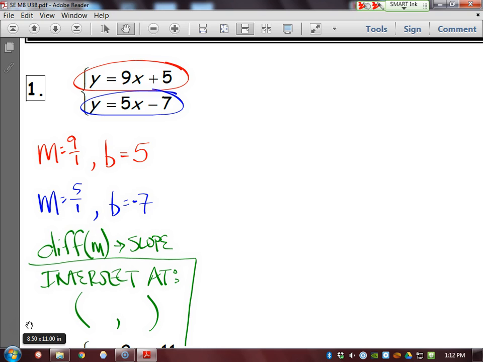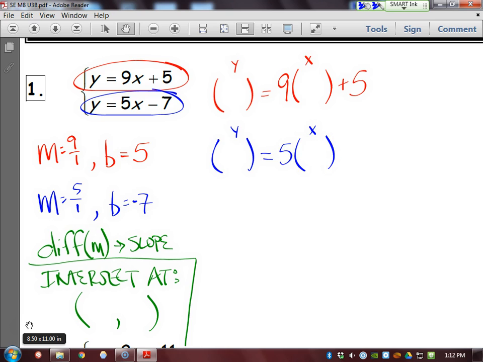So let's first set up our first one. So what are we going to write down for the first equation? That's where we'll put our y, and that's going to have to equal 9 times whatever our x is, and then we're going to add 5 to that. Okay, and then for our blue equation, what are we going to write? 5 times whatever x is, -7. Right, -7. Okay, good. And then we're going to keep track of our x's and y's here.